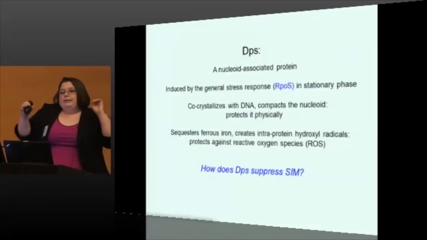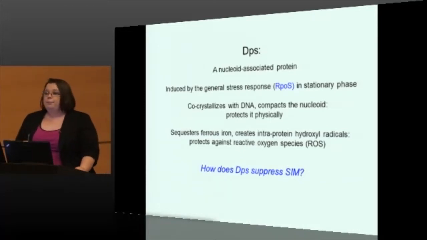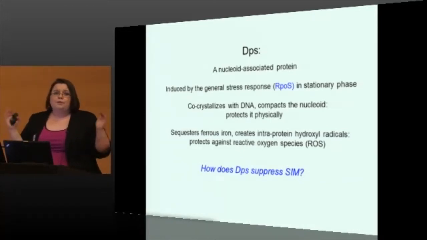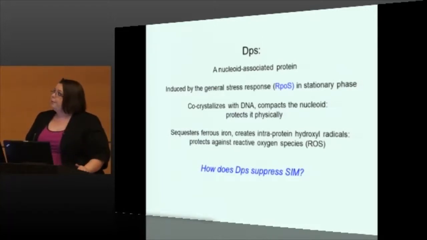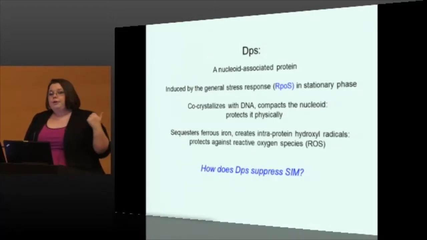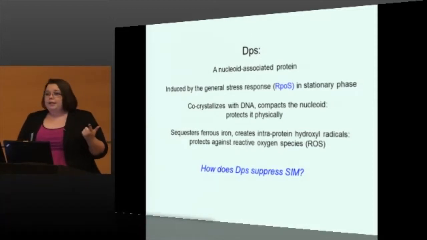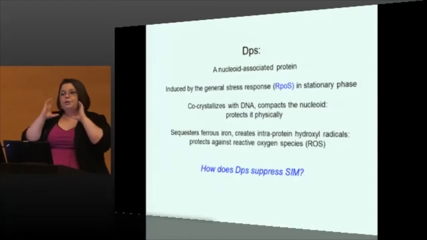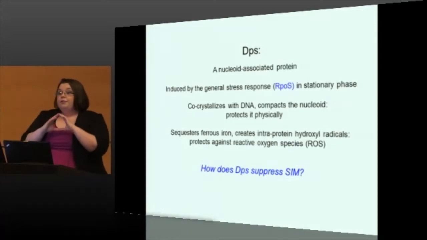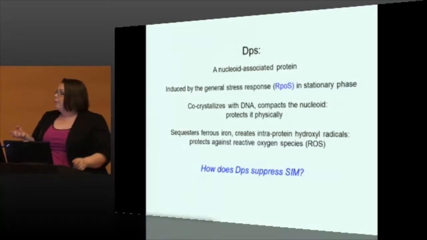So what is DPS? DPS is a nucleotide-associated protein. These are the closest E. coli has to compaction proteins. This is the closest they're ever going to get to a histone. It's induced by RPOS in the stationary phase, and it does 2 things. It physically co-crystallizes with DNA in a very unique hypercondensed way. And 2, it protects against reactive oxygen species by creating protein shells around ferrous iron to sequester them from the cytoplasm. And then, if Fenton reactions do occur, they occur within that protein shell, and DPS actually forms a tryptophan radical instead of releasing it into the cytoplasm to damage other macromolecules.